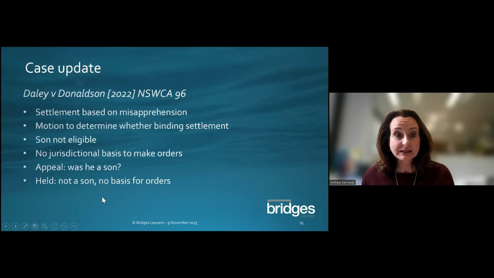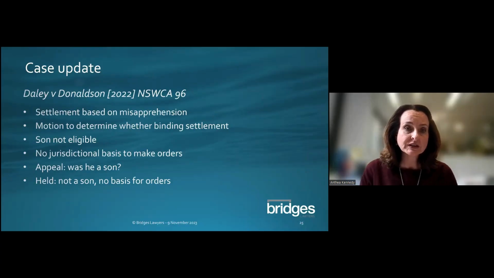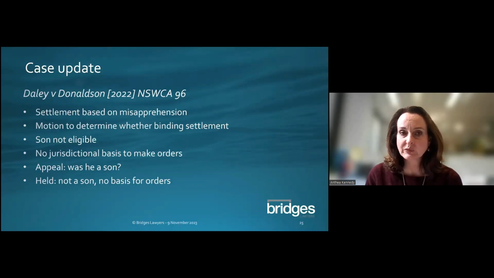Okay, so looking at some recent cases, the case of Daly and Donaldson is a New South Wales case that arose when the parties came to an agreement at mediation, but it was discovered later that the settlement was based on a misapprehension. The claim was brought by a son, and after the mediation, it was found that the son was adopted by his mother's de facto partner, which raised an issue as to whether he was eligible, in light of the adoption, to make a family provision claim.